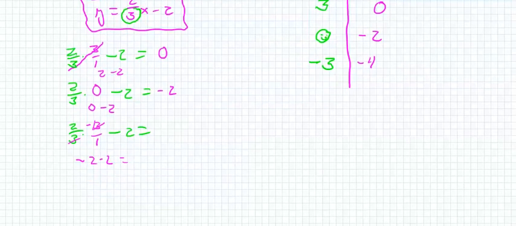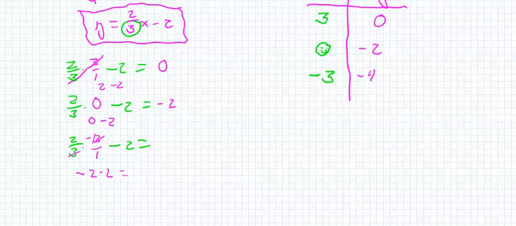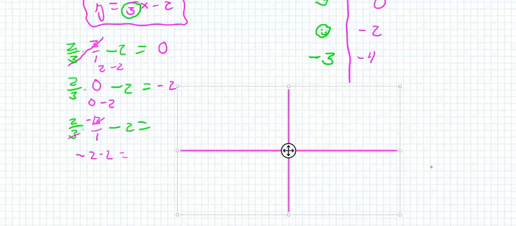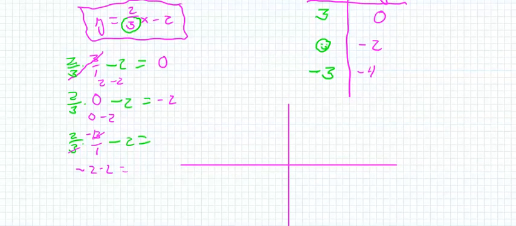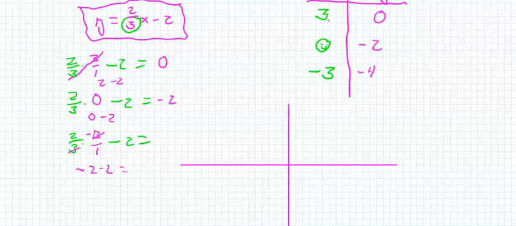And now we graph. So, we plot our 3 points. 3, 0: 1, 2, 3, 0. 0, negative 2. Negative 3, negative 4: X direction, left is 3. Y direction, down 1, 2, 3, 4. And we have enough to plot our line.